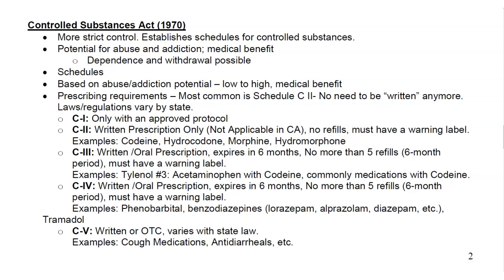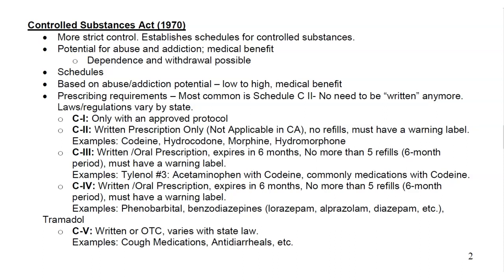Now, Schedule 2, again, these are most commonly seen or prescribed. So these are your codeine, hydrocodone, morphine, and hydromorphone. So in here, written prescription is required in some states, but not in California. There's usually no refills and must have a warning label, basically potential for abuse and so on.